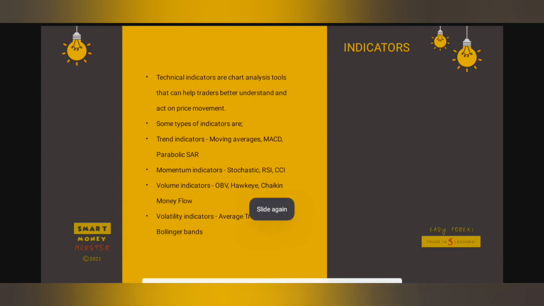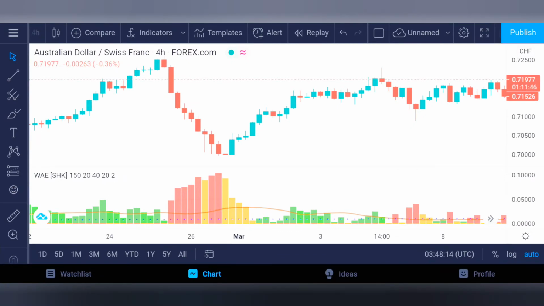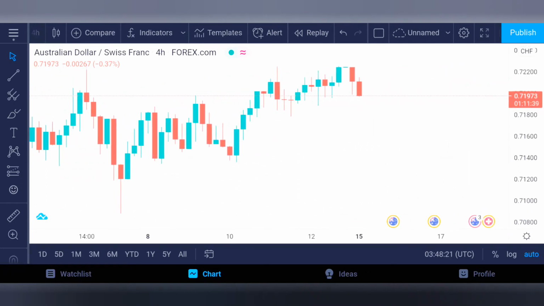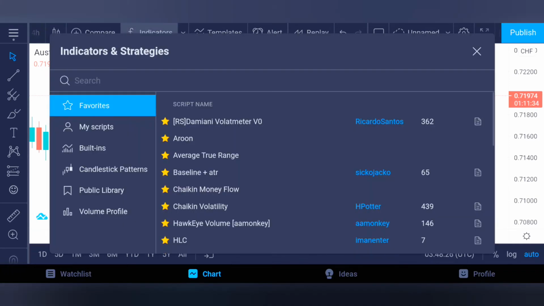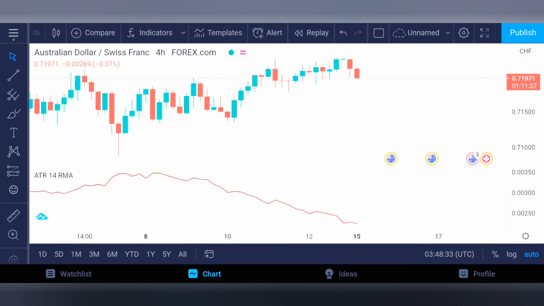So let's go back on the chart. Now an example of a volatility indicator, and probably the most useful indicator you will ever find, is the average true range. Let me just load it on the chart here. Average true range, okay, now I have it down here. Now you can see the wavy line. That is not what is important to us.